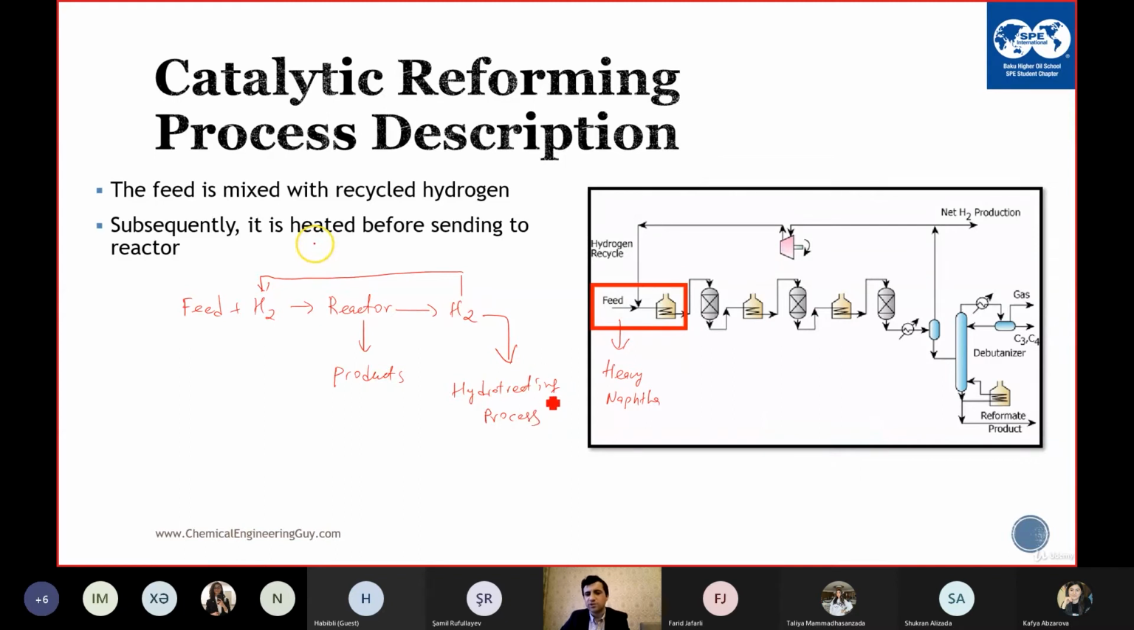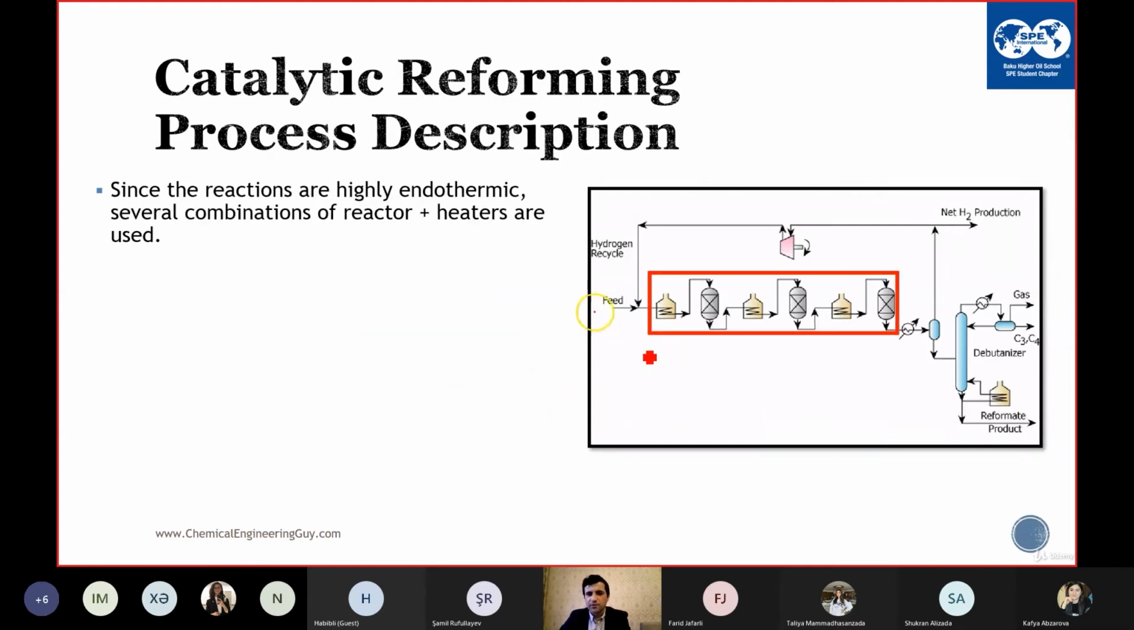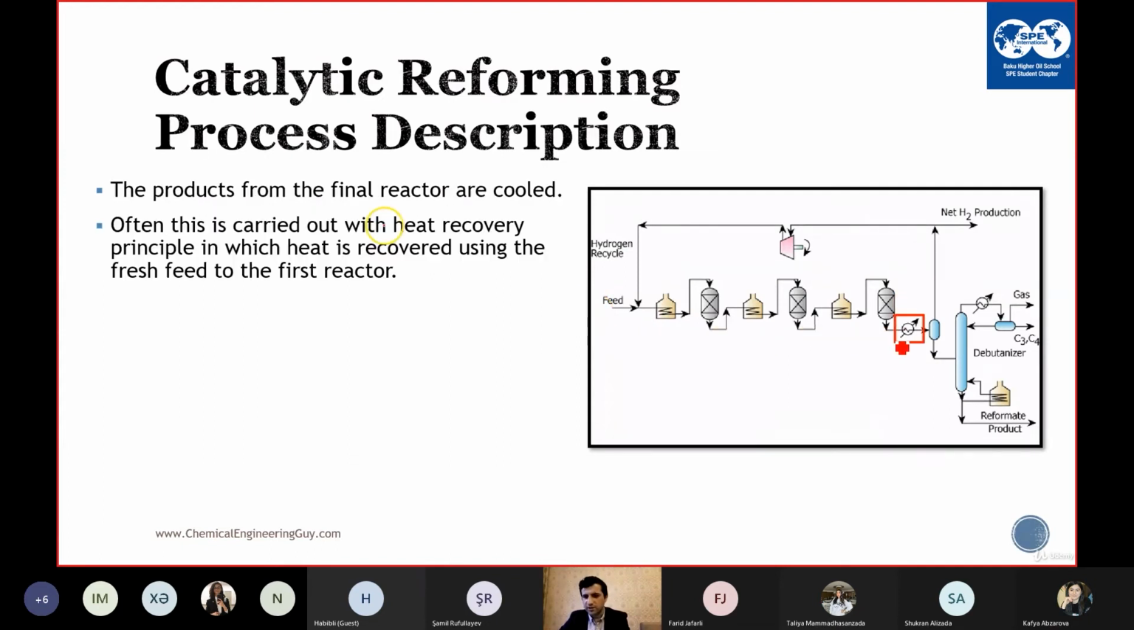I will talk about hydrotreating later. So this is the reaction section where you might have 3 furnaces and 3 reactors, or 4 furnaces, 4 reactors. And then you have the final heat exchanger where you cool down your product, and this can be done with preheating your feed. So let's say this and this one can be the same heat exchanger.